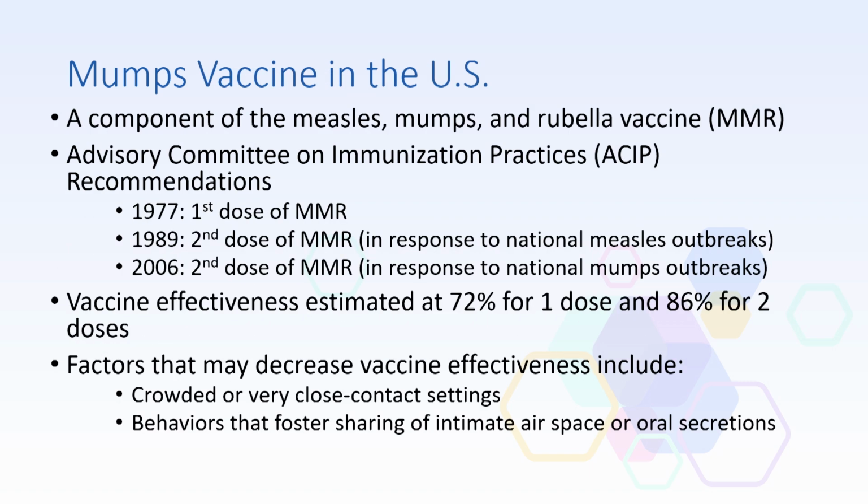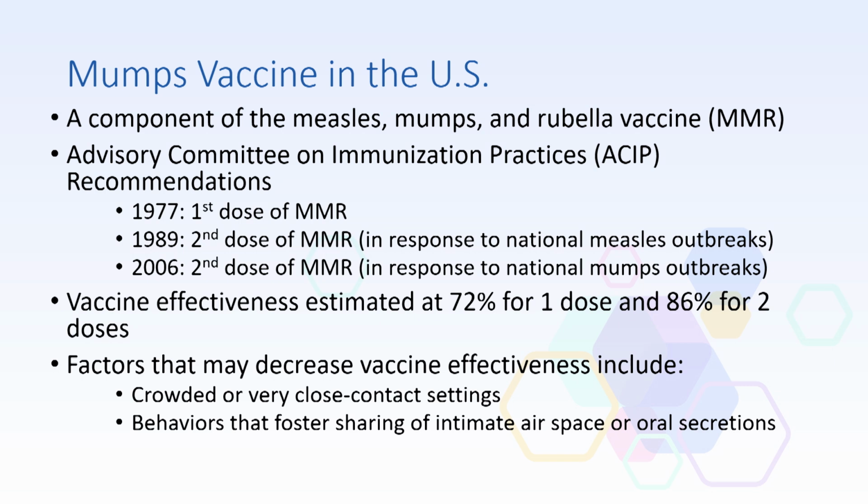The mumps vaccine is a component of the combined measles, mumps, and rubella, or MMR vaccine. In 1977, the Advisory Committee on Immunization Practices, or ACIP, recommended 1 dose of MMR. ACIP recommended a second dose in 1989 due to measles cases occurring among school-aged children who had received 1 dose of MMR. The second dose led to a 99% decrease in the number of reported mumps cases.